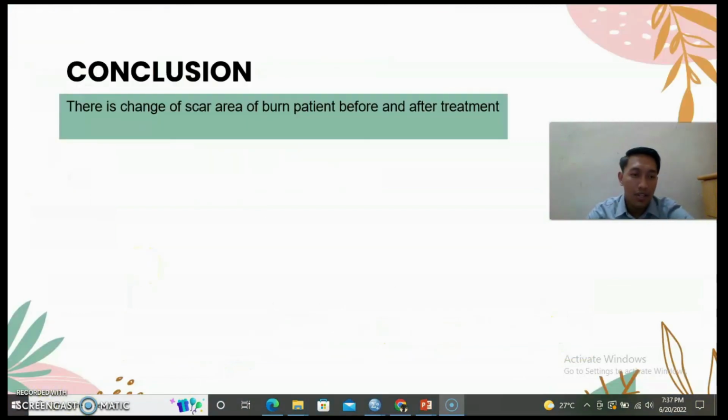So for the conclusion, there is a change in the scar area of the burn patient before and after treatment.